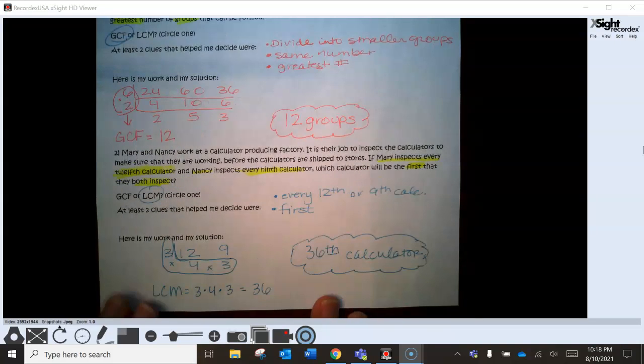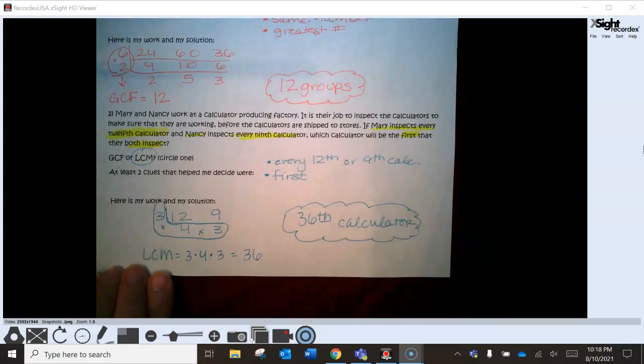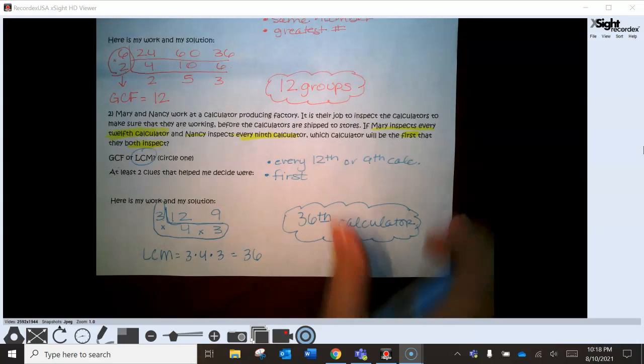So do you see the difference in the two? Here we're breaking something apart into smaller pieces, factors. Here we're doing the same thing over and over again, so you're doing it multiple times, and that's a multiple. Alright, well, let's take a look at the next one.